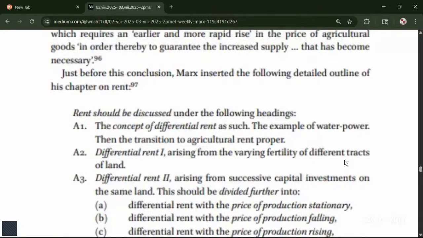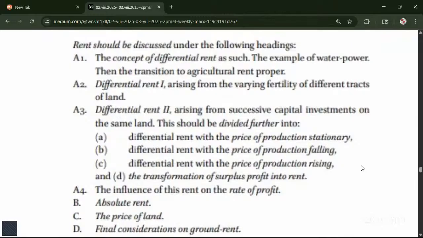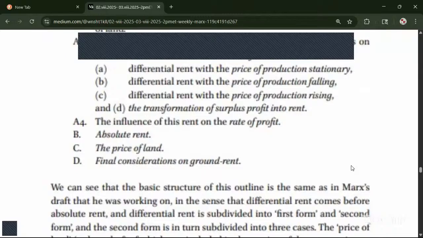Now, this should be divided further into A, B, C, and D. A is differential rent with the price of production stationary. B, differential rent with the price of production falling. C, differential rent with the price of production rising. And D, the transformation of surplus profit into rent. Heading A4, the influence of this rent on the rate of profit. Heading B on absolute rent. Heading C, the price of land. And heading D, final considerations on ground rent.